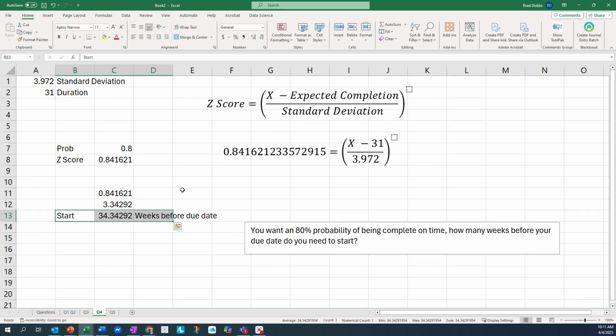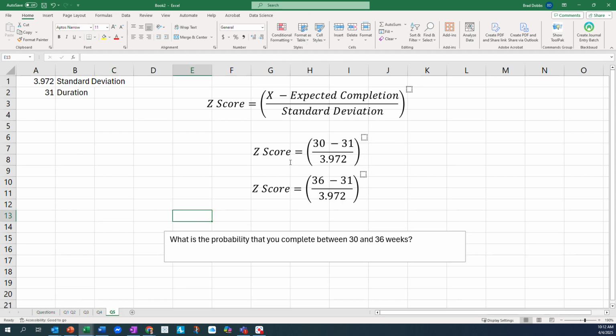And this would make sense because at 31 weeks, we have a 50% probability of completing on time. And so if we want to move up to an 80% probability, we should start sooner, right? So we should start 34 weeks before that due date. If we start 31 weeks before our due date, there's a 50% chance. If we want an 80% probability, we should start 34.34 weeks before our due date.